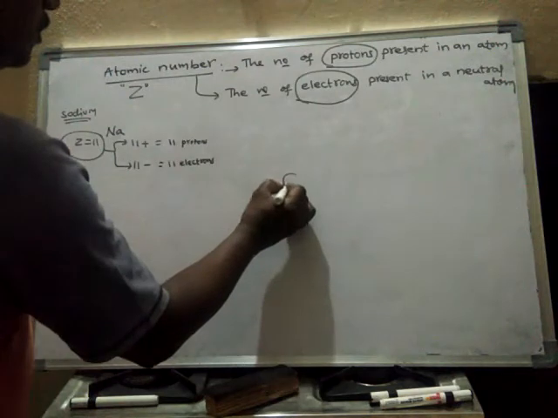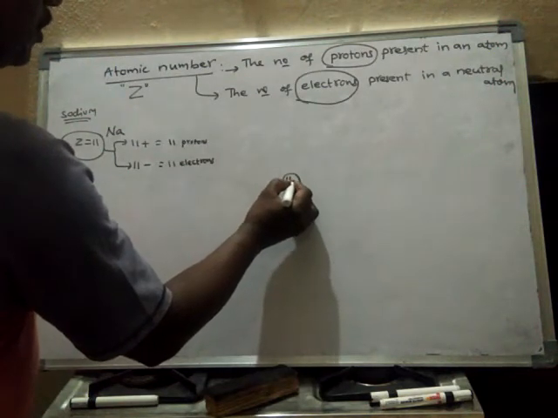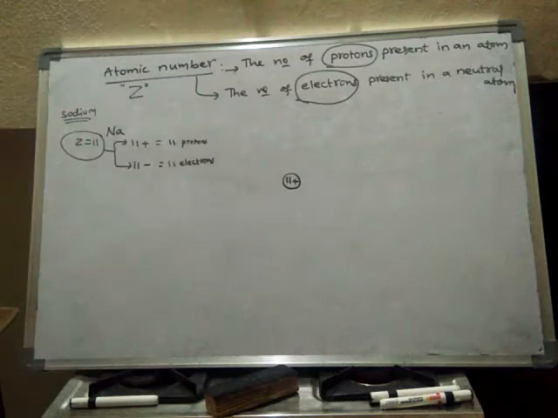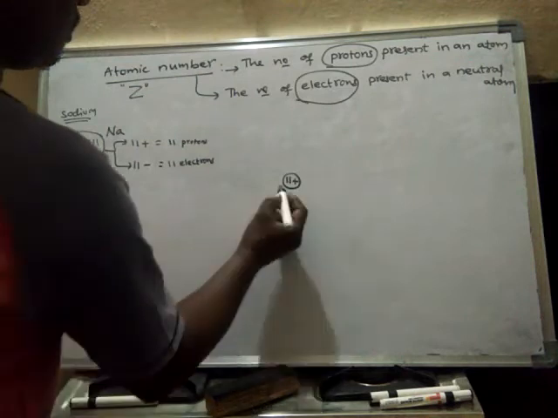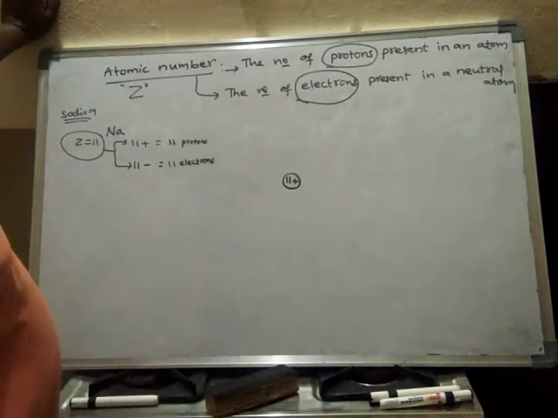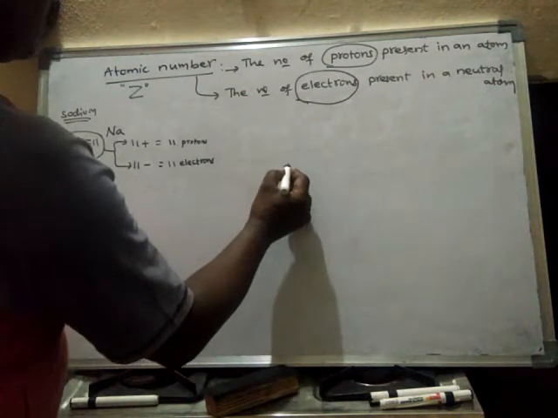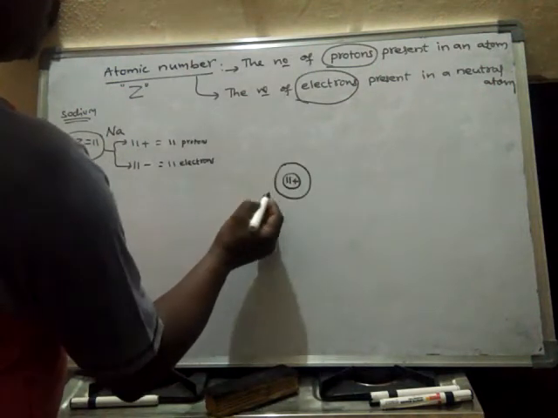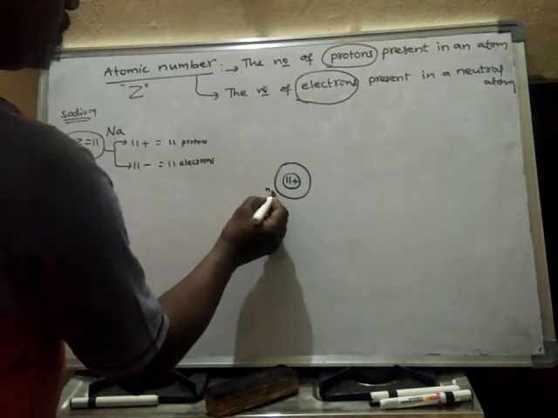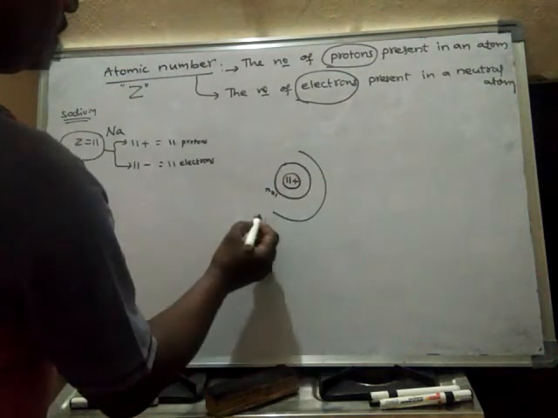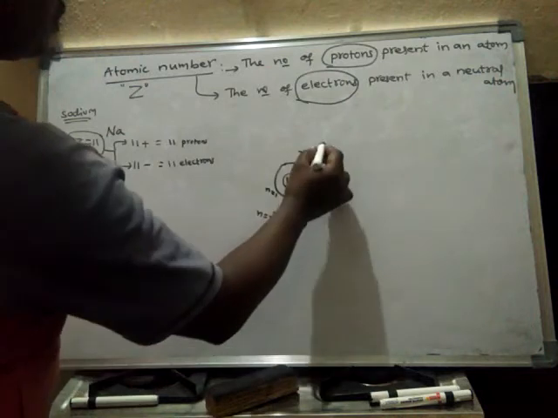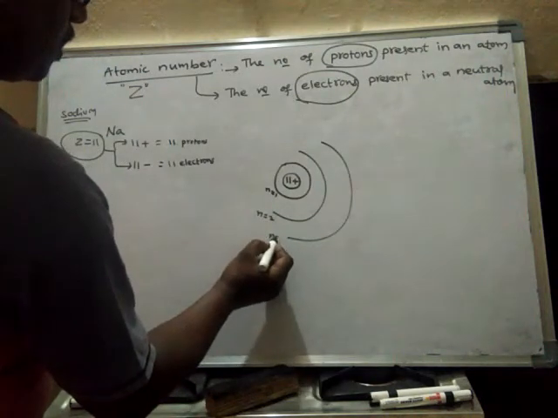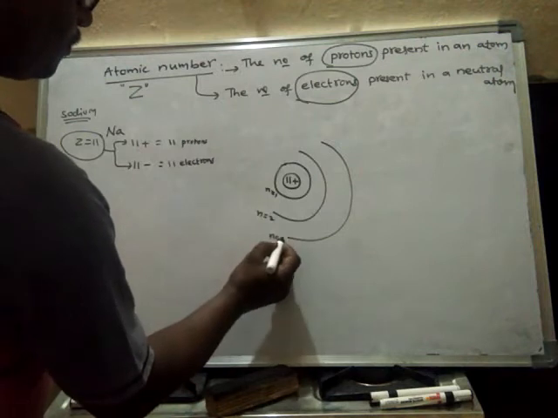Suppose this is the nucleus of the sodium atom. It is having 11 protons. Protons are always present inside the nucleus. And electrons are present outside of the nucleus. So this is the first orbit, n is equal to 1. Now this is the second orbit, n is equal to 2. Third orbit, n is equal to 3, and so on.